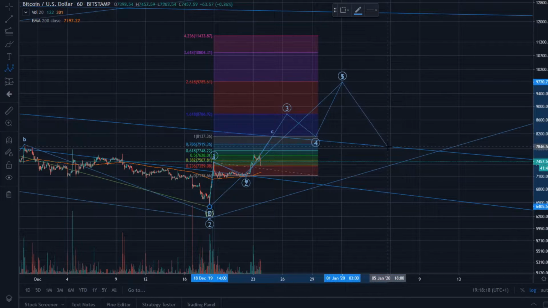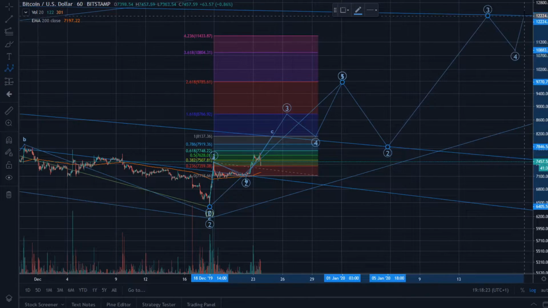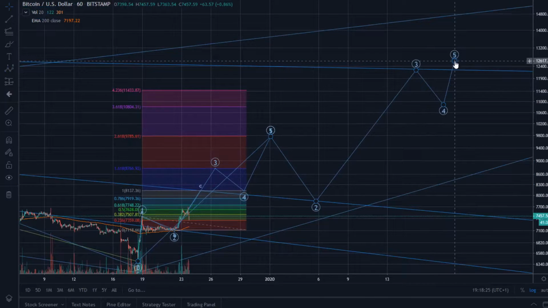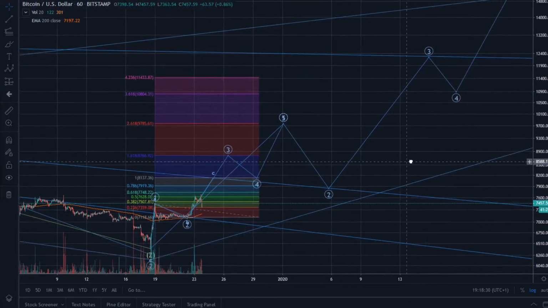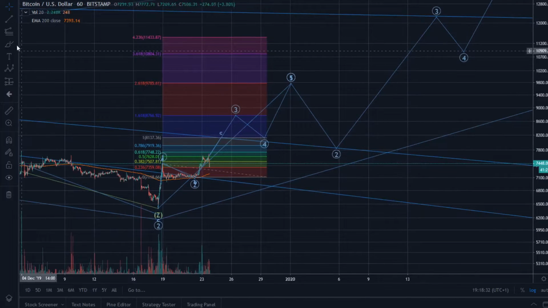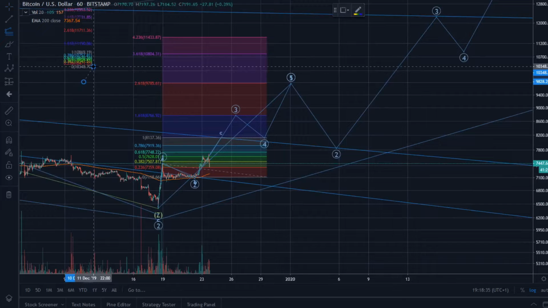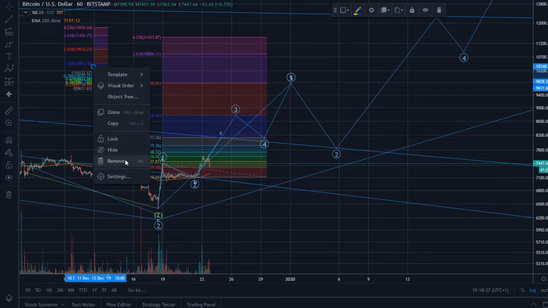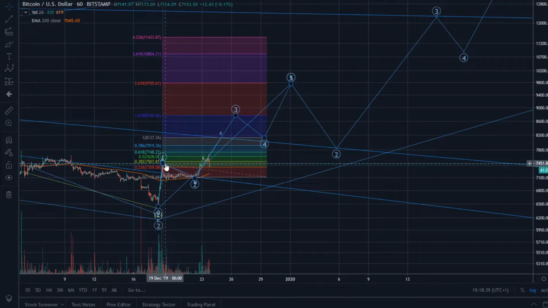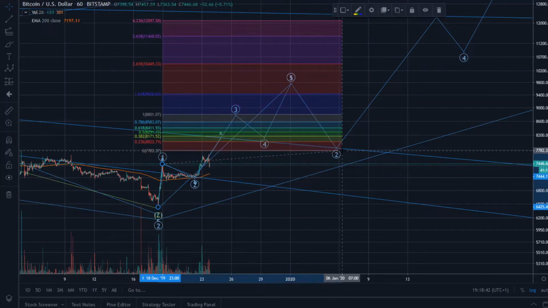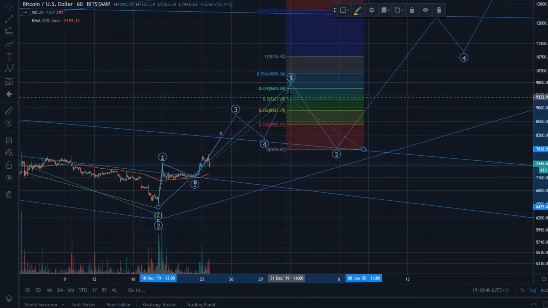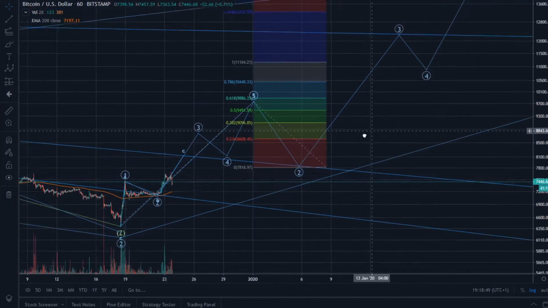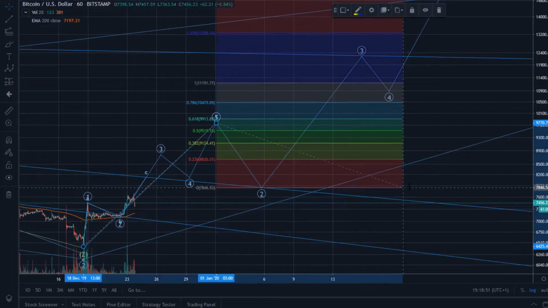We could get another wave 2 all the way down to this trend line, and a wave 3 up to the next trend line, possibly. And maybe up there, $15,000 or something. There's definitely a possibility. Let me just take this off, and if we just speculate a little bit and place it there, this would be even higher.